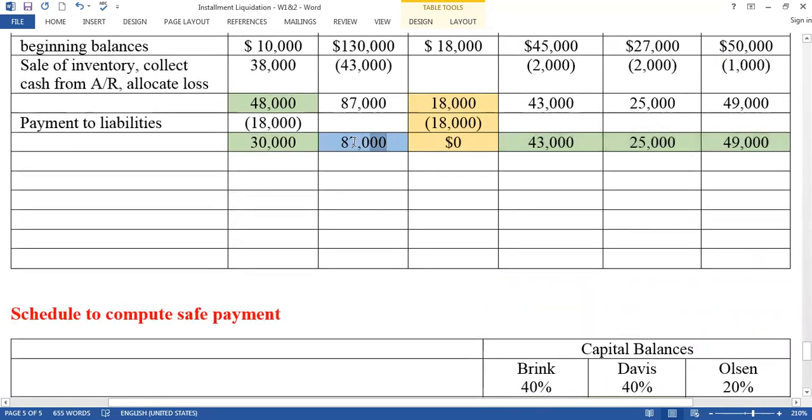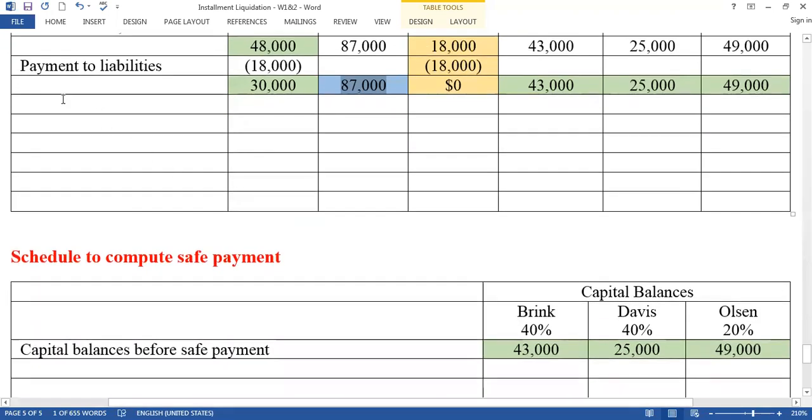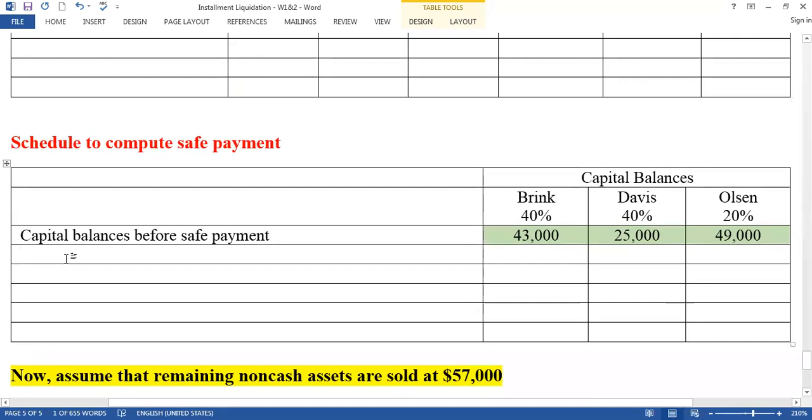Now we are going to assume that this total $87,000 is the loss. This is the assumption, right? The assumption that the remaining assets may not be sold out, and we will have the complete loss. Now we are going to allocate the potential loss. Do you understand the meaning of potential? That means expected, maybe. Potential loss.